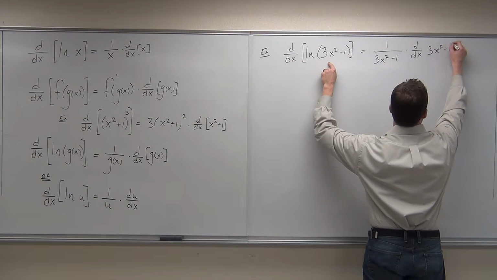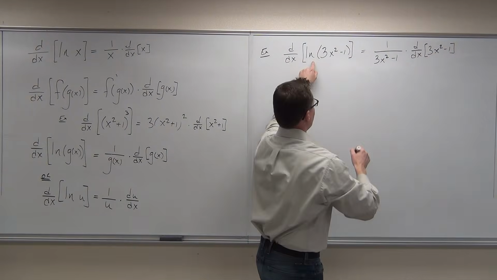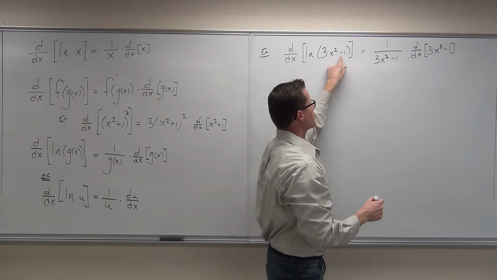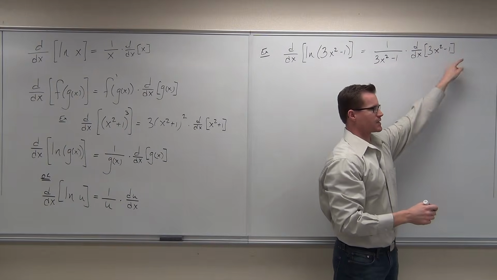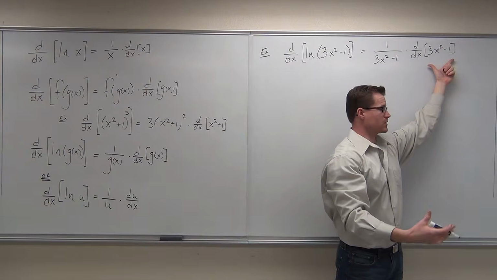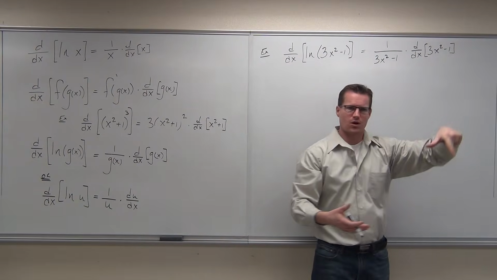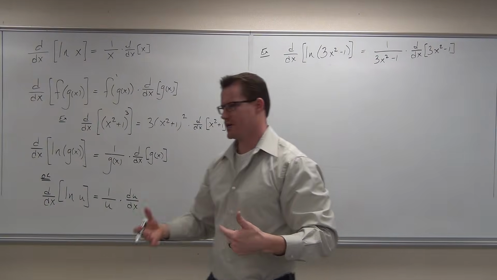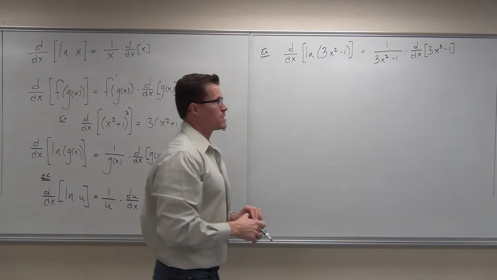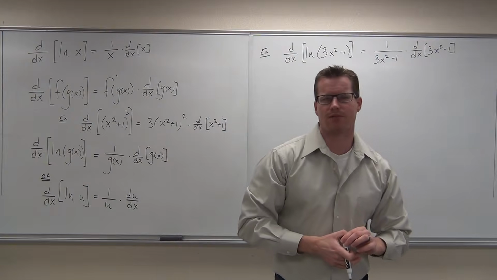So in our case, we have derivative of ln, no problem. 1 over the inside times the derivative of the inside. This lets you know where you're doing the calculus next. This, you're good, right? There's no d/dx, so you're fine. This, you need to keep going, take a derivative, and then we'll put it together and be done. What is the derivative of 3x squared minus 1? What do we have there?